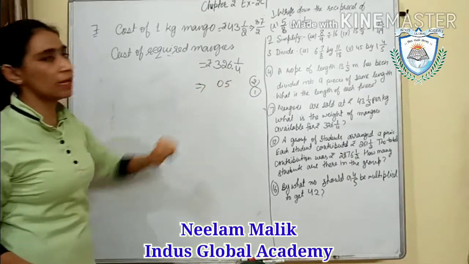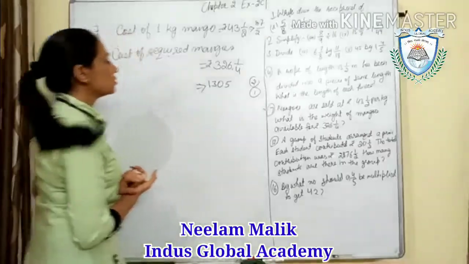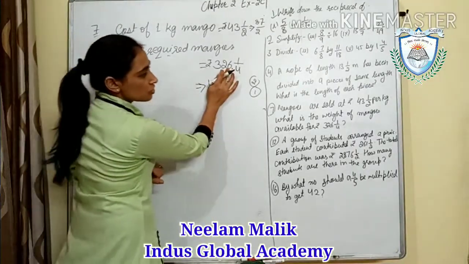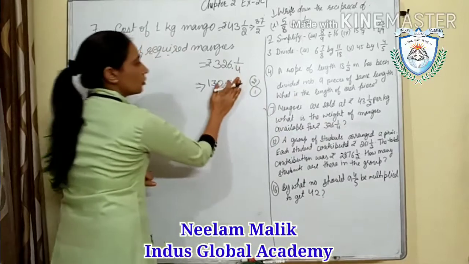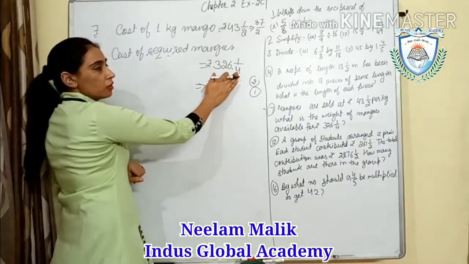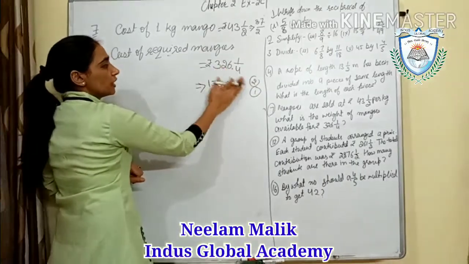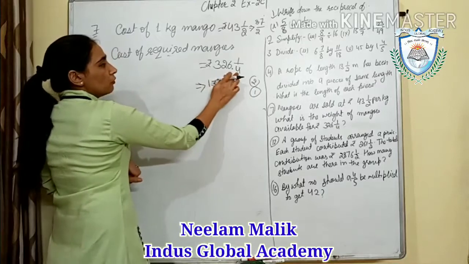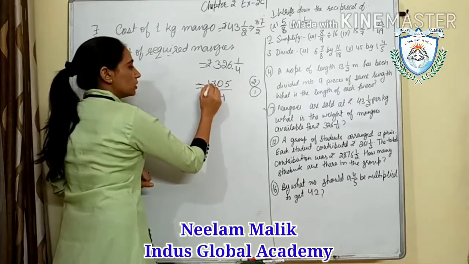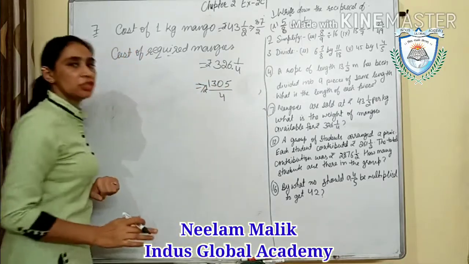Now 4 3s are 12 and 1 is 13. So we get here 1305. Please check this again. This is 326 1 upon 4. When I multiply this, 6 4s are 24 plus 1 is 25, 2 will be carried, then 4 2s are 8 and 2 is 10, 1, 4 3s are 12, 1 is 13, and here will be 4. This is in rupees. What we have done here is just convert that mixed fraction into an improper fraction.